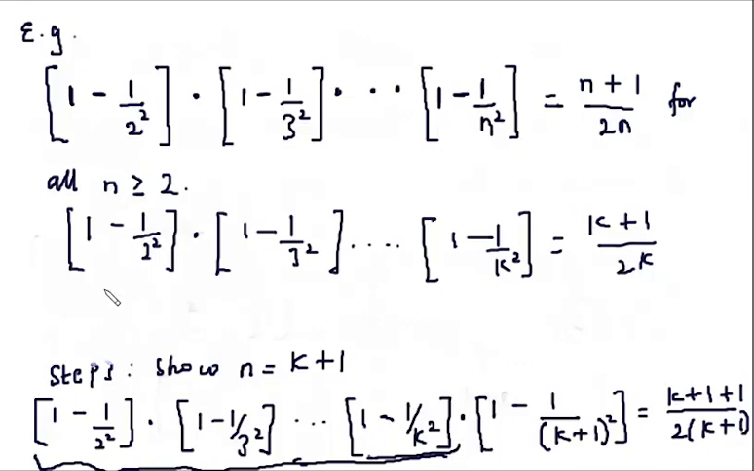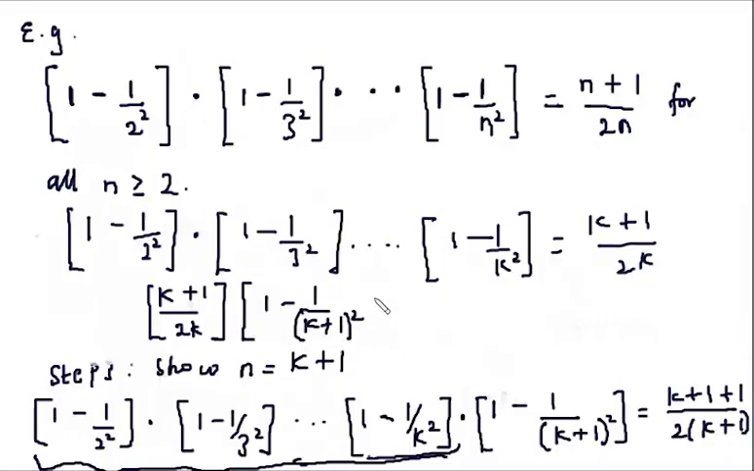So that would give us k plus 1 over 2k, times the next term, which we are not replacing, and then this is 1 minus 1 over k plus 1 squared. Okay, so this is equal to, we know that k plus 1 is k plus 2, over 2 open bracket k plus 1.